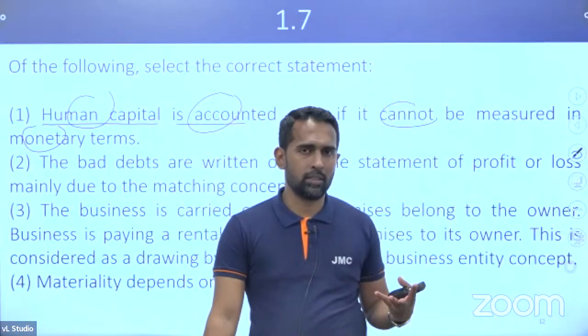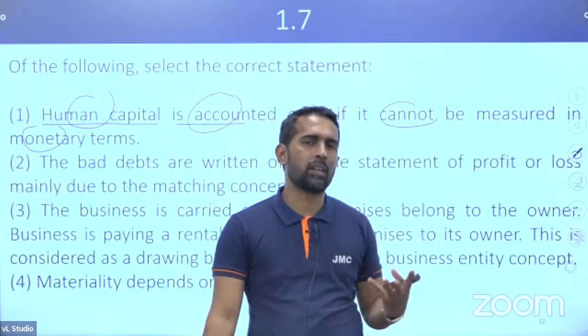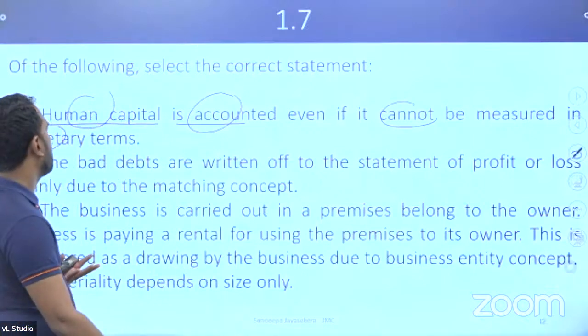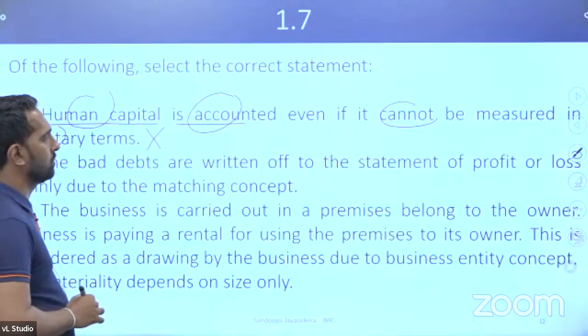Engineers, doctors, right? Definitely human capital is bringing. It is an asset, but we cannot record it because you cannot put a value. Therefore, this one is wrong, right? This is against the money measurement concept. This is not the answer.